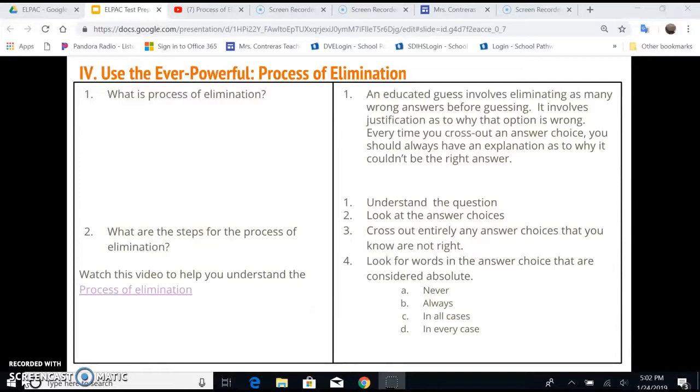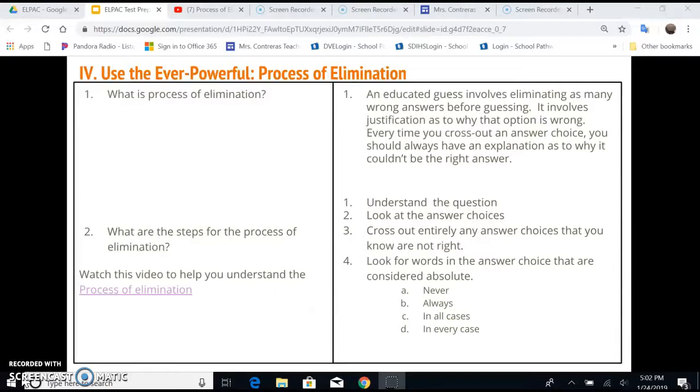Tip: although you have a 33% chance of getting the right answer for each question, do not randomly guess. If you do so, you will also only have a 33% chance of acing the listening domain. For every question, always make an educated guess. An educated guess involves eliminating as many wrong answers as you can before guessing. It involves justification as to why that option is wrong. Every time you cross out an answer choice, you should always have an explanation as to why it could not be the right answer.